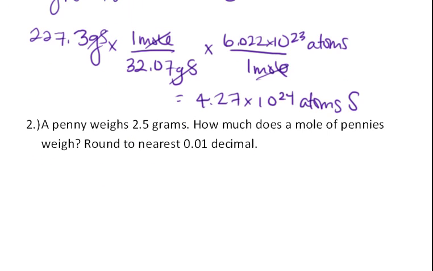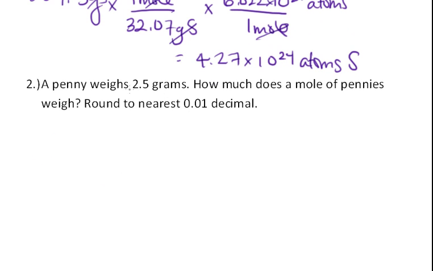In the next one, you're given the weight of a penny, 2.5 grams, and you need to find how much a mole of pennies weighs. So this is basically asking you for the molecular weight of pennies, which is always given in units of grams per mole. So let's start with what we have.